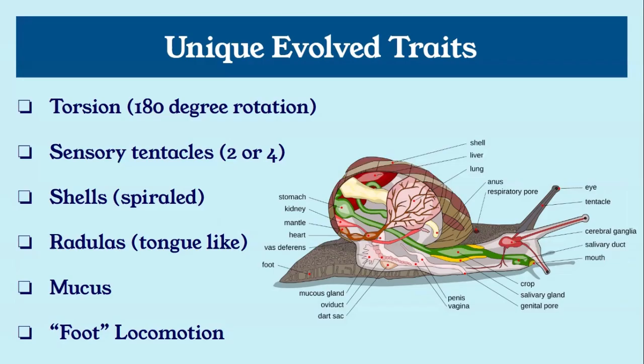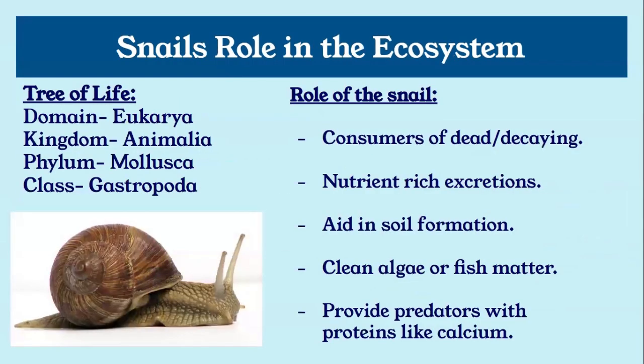So the radula, which we discussed before, is tongue-like and has microscopic teeth, so it aids their eating process. They then have mucus, which allows for their adhesion to surfaces and even mating. And then they have their foot, which allows them to move. It kind of acts like an anchor on the ground and it pushes them forward. So they are in the domain Eukarya, kingdom Animalia, phylum Mollusca, and class Gastropodia.